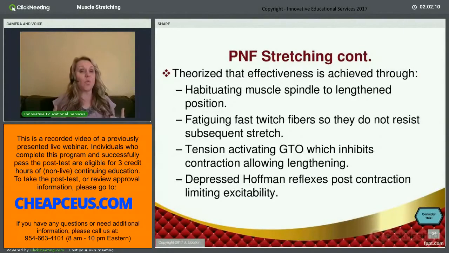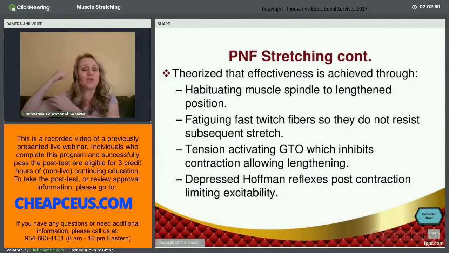The idea I mentioned of why this type of stretch is effective is because the Golgi tendon organ is going to allow that muscle to relax further. Another idea is that there's this thing called the Hoffman reflex. And the Hoffman reflex is looking at that immediately after a muscle performs an isometric contraction, there's this very small window of time where that muscle has a decreased ability to activate its motor units. And it takes from 1 second to maybe 5 seconds before it can activate those motor units.